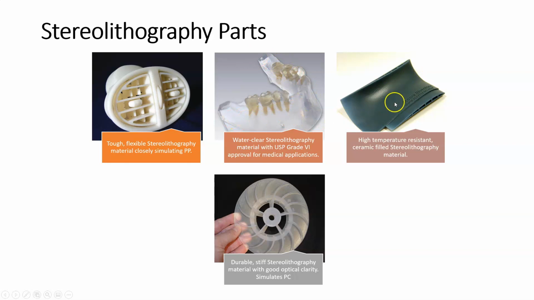Here we have some high temperature resistant, ceramic filled material. And then we have durable stiff stereolithography material with good optical clarity. This simulates polycarbonate. All right, so lots of options here. All right, so this is going to stop the first part of the lecture with stereolithography. We will pick up the second part of the lecture with a discussion on digital light processing.